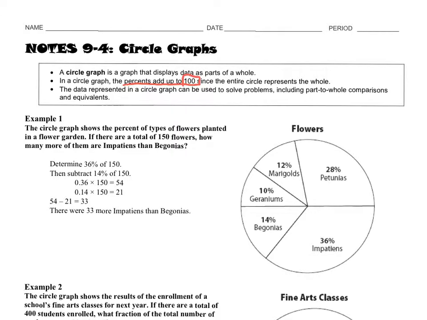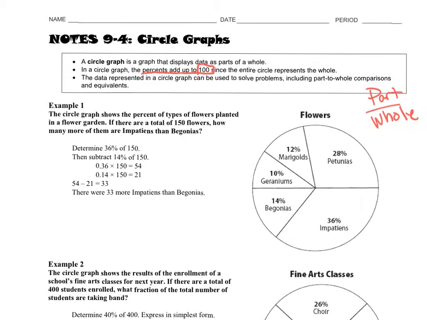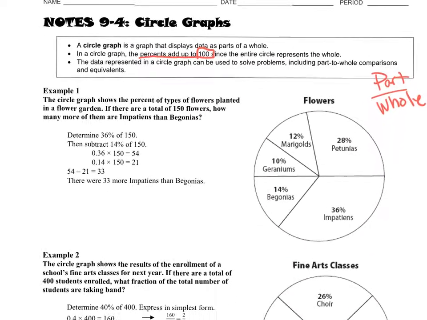The data represented in a circle graph can be used to solve problems, including part to whole. Remember how we set that up? Part to whole, comparisons, and equivalence. So example 1. And when we did that puzzle the other day where you had to find the percents of stuff, it's why we did that, so you can have some practice for this page.